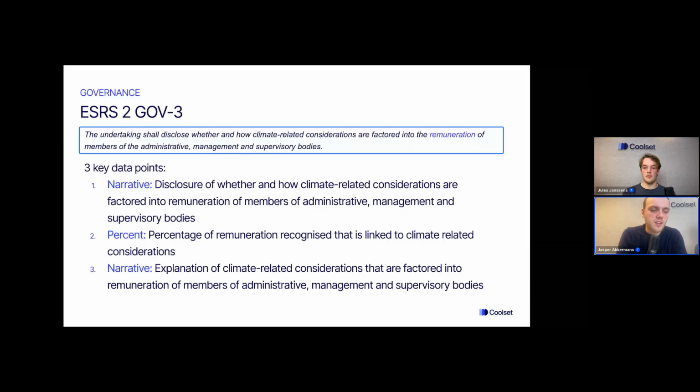Here, the context is that the undertaking shall disclose whether and how climate-related considerations are factored into the remuneration of members of the administrative, management, and supervisory bodies. The first data point here is a narrative data point, which states the disclosure of whether and how climate-related considerations are factored into remuneration of members of administrative, management, and supervisory bodies. Now, what does that mean?